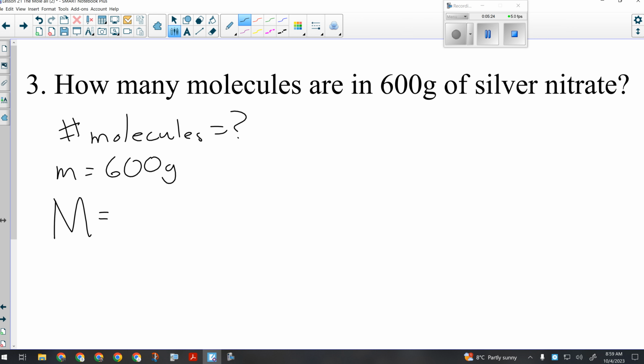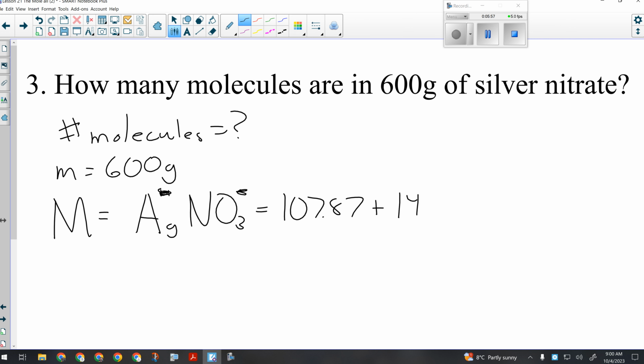What do I need? I need the formula, otherwise I don't know how many oxygens and nitrogens are in there. So silver nitrate, Ag, that's a +1. Nitrate, NO3, that's a -1. So that compound is fine without any other numbers. Silver is 107.87, and there's only one of it. How many nitrogens are there? One. 14.01. How many oxygens are there? 3. 16 times 3 is 48.